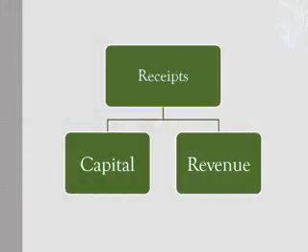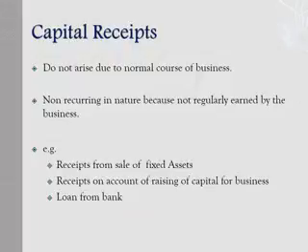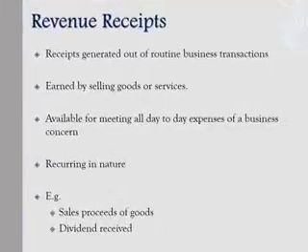The receipts, the amount of cash which we receive, can also be classified into capital and revenue. Those receipts which are non-recurring in nature or whose benefit is more than one year are called capital receipts. For example, the amount which we receive from the sale of machinery is a capital receipt. On the other hand, revenue receipts are earned during the sale of goods or are recurring in nature. For example, the amount which we receive during the sale of goods or dividend received are examples of revenue receipts.